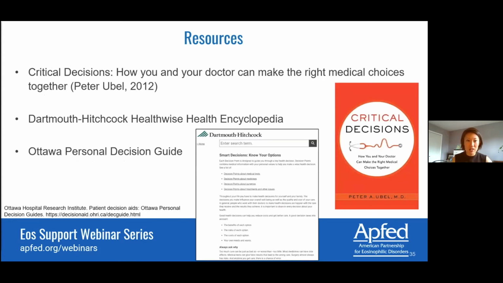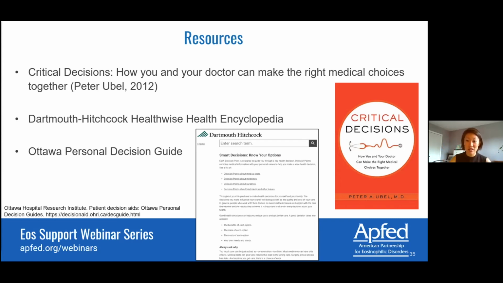And then finally, looking at some resources. I really like this book called Critical Decisions, if you want some light, end of summer reading, about how you and your doctor can make the right medical decisions together. It looks at how patients and doctors can learn to be partners and work together to make the right choices. There is a cool online tool at the Dartmouth website. It has these decision points for different medications and procedures, and you can scroll through them. It presents different risk numbers and pros and cons, and you can toggle through.